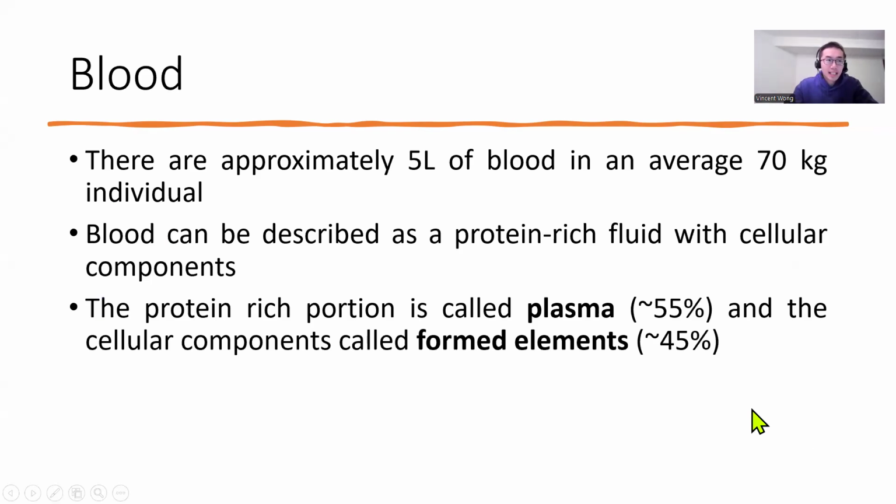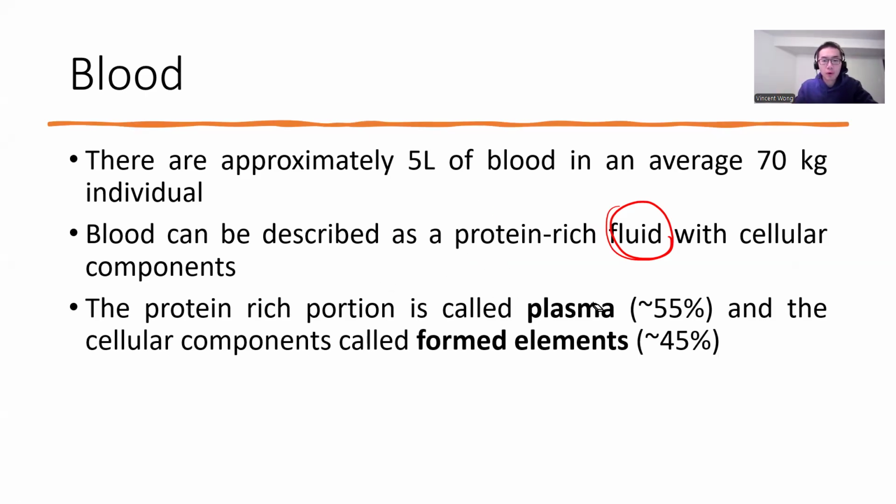So what is it that's in blood that makes it so important? Well, blood can be described as a protein-rich fluid with cellular components. Okay, so the fluid portion of the blood is primarily made up of water. And in that water, there are a bunch of proteins, amongst other things, dissolved in it. Okay, these proteins have various functions. There are different kinds of proteins that you will find in this portion of the blood, and we'll be learning some of the key ones.